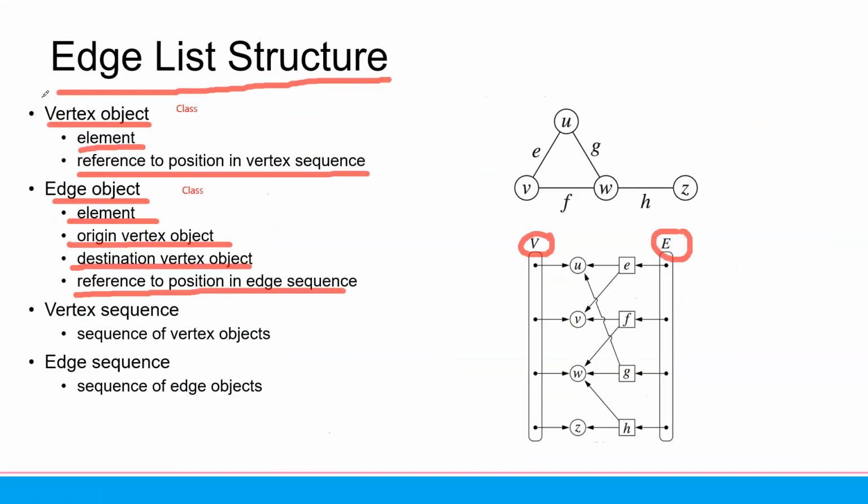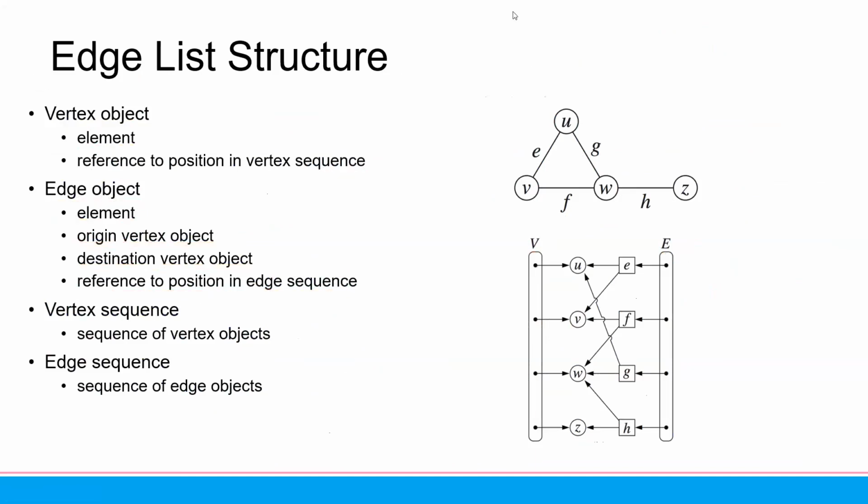So for example, based on this graph, we have U, V, W, and Z. Then I can define the vertex U, V, W, and Z. For the X, I can define E, F, G, and H. So this is the object. Okay? This is the object, and then this is the object.